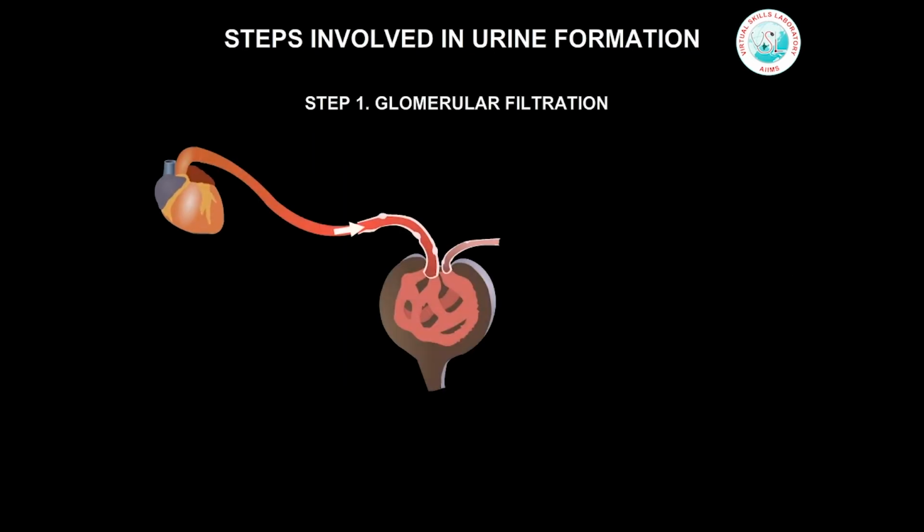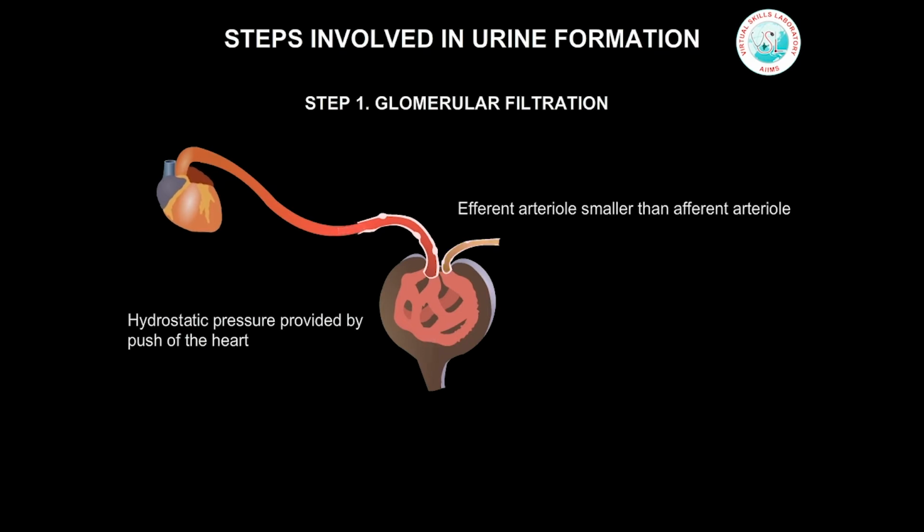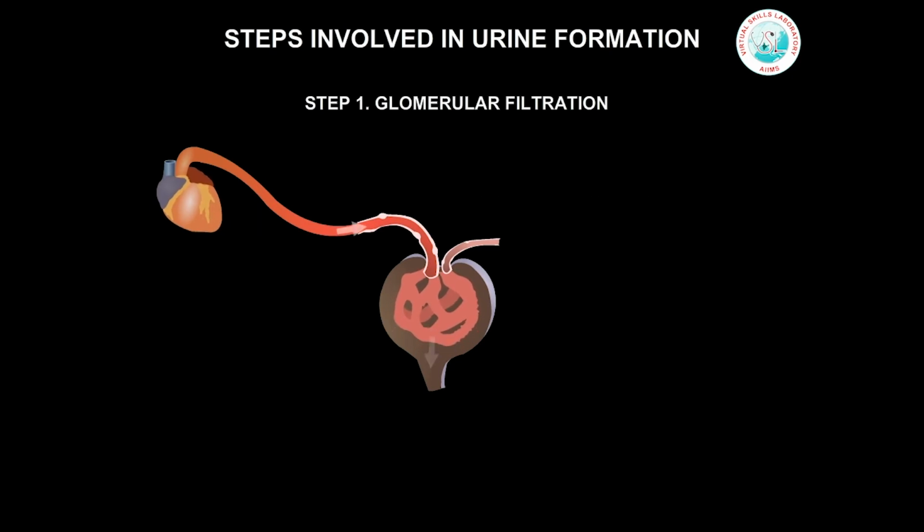The fluids and solutes are forced out of the glomerulus by hydrostatic pressure that is provided by the push of the heart, that is the blood pressure. And secondly, since the efferent arterioles are smaller than the afferent arterioles, the blood backs up in the glomerulus and pushes itself through.